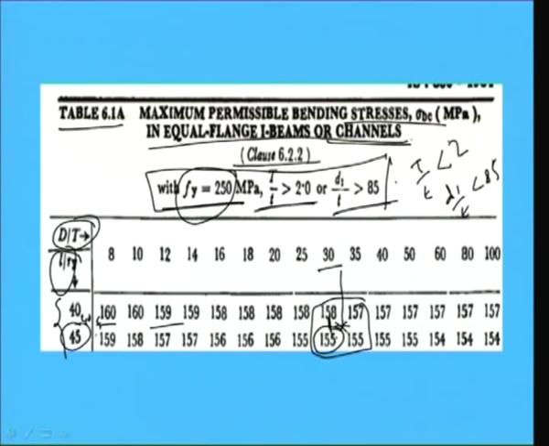And in tables 6.1A to 6.1F, all the possible cases for I sections and channel sections have been given, equal flanged I beams and channels. So simply we can take the values from there and use them here. Right.